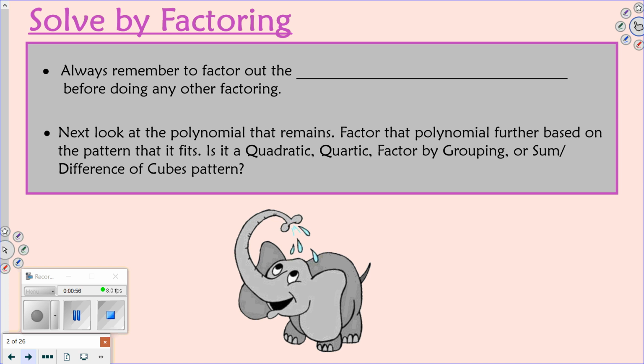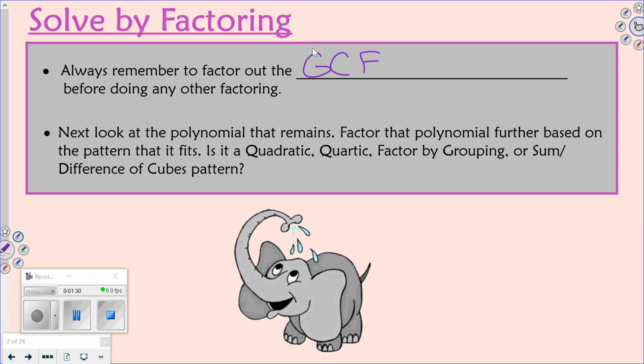All right, so solve by factoring. So always remember to factor out the GCF. It's a really long line. If you want to write greatest common factor, you can, but I'm lazy. I want to write GCF. But you must factor out the GCF first before doing any other factoring. So many of you forget that step, and your problems become way harder if you don't take that out first, okay? Next, after you take out a GCF, and not until you take that out, you're going to look at what is left, the polynomial, and then you're going to factor based on what you have left.